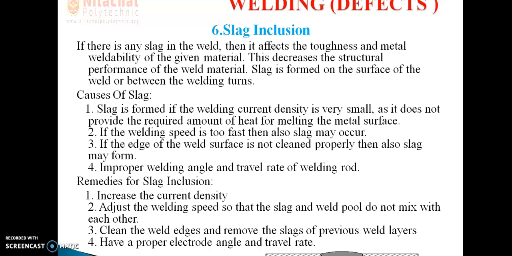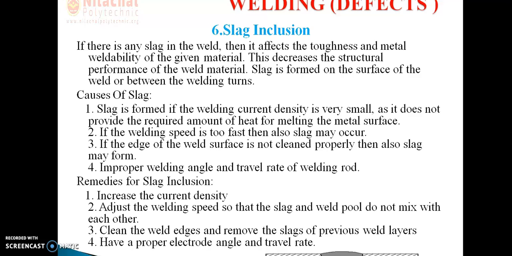So when that metal is used for various production purposes, some amount of slag remains with the parent metal. When the parent metal is welded and melted again to its fusion temperature, that slag comes out again and sticks on the upper surface of the material, which decreases the strength of the weld. So let us now discuss the causes of slag.